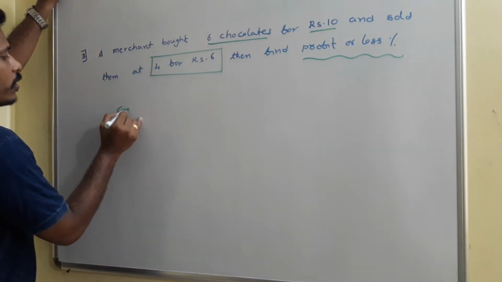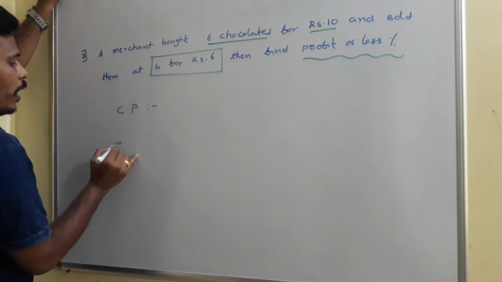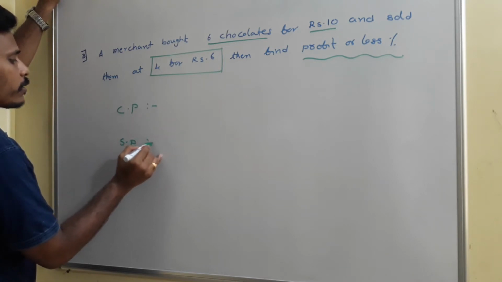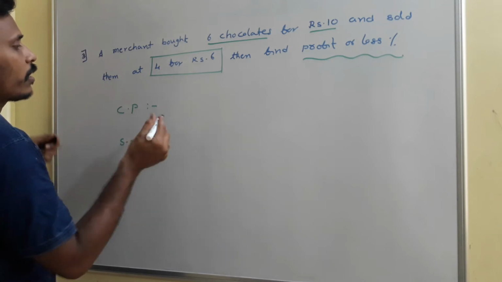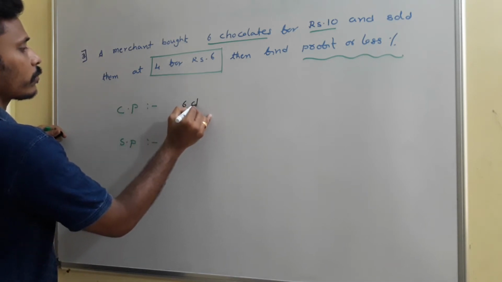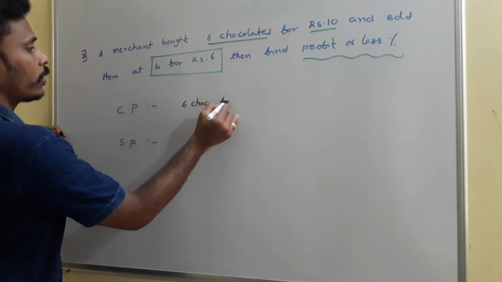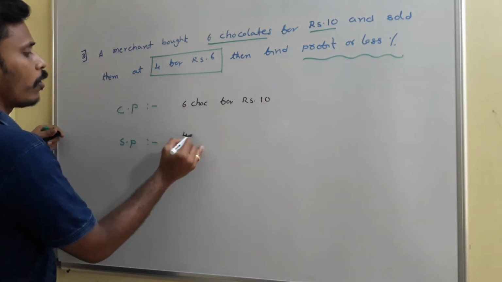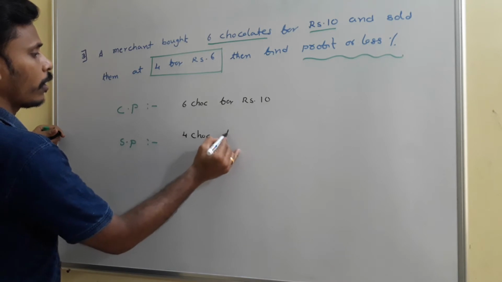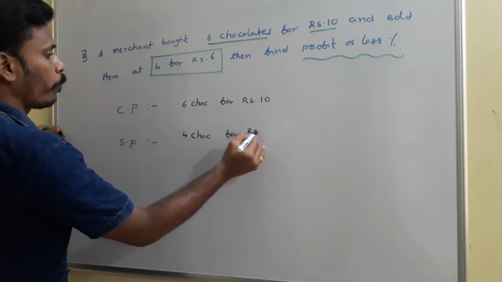What is the cost price and what is the selling price? If you look there, cost price is 6 chocolates for rupees 10, and then this is 4 chocolates for rupees 6.